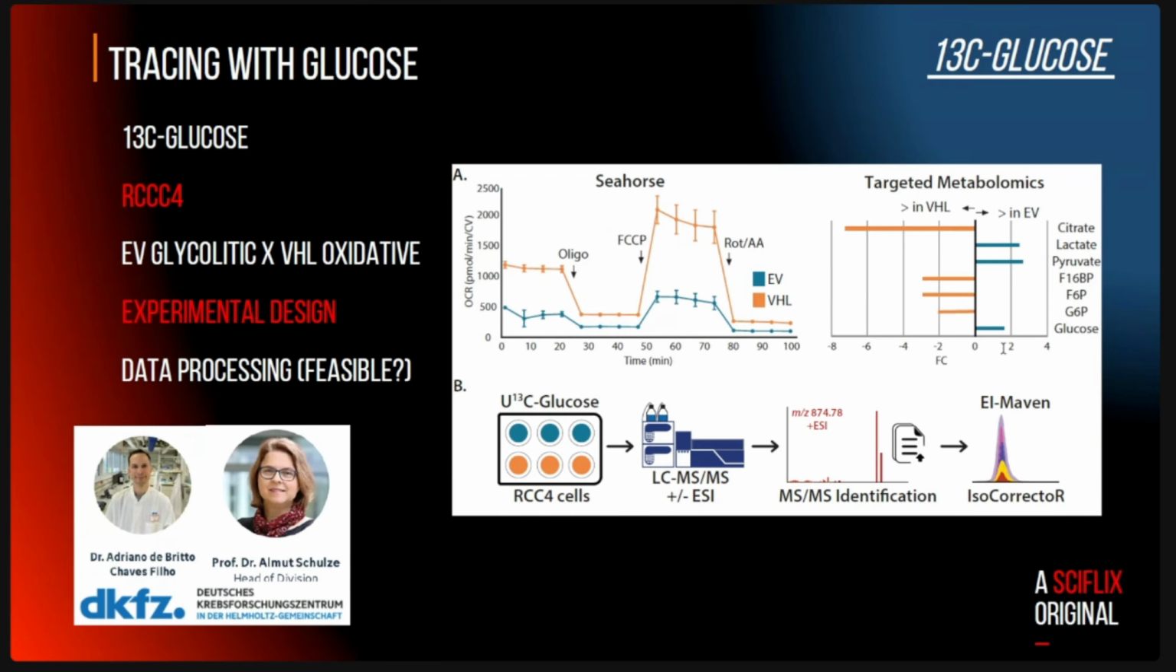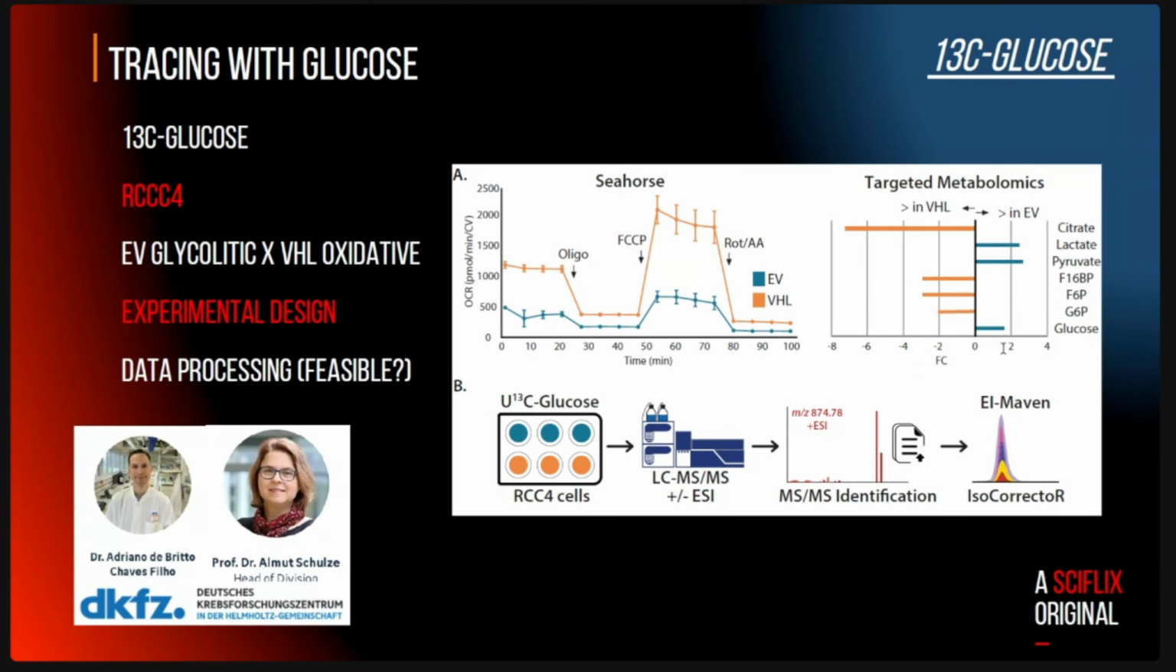EV stands for empty vector, and VHL is where they put the VHL back into this cancer cell line. And then when you put the VHL back in, the cell starts to sense oxygen, and that's fine, and then it becomes oxidative. It's not a model of cancer versus no cancer cells, but it is a very good model of glycolytic versus oxidative metabolism in the same cell.